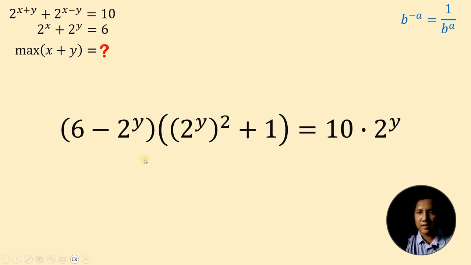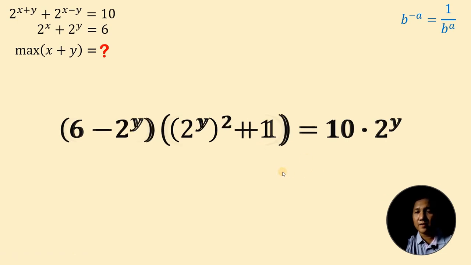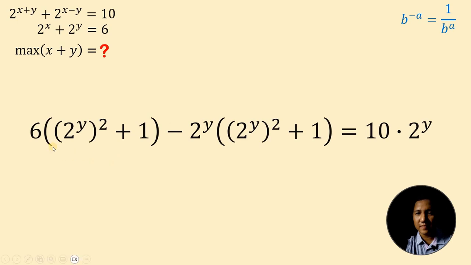So what we're going to do here is distribute 6 minus 2 raised to y to 2 raised to y quantity squared plus 1. We will use the chunk method here. So we have 6 multiplied by 2 raised to y quantity squared plus 1 minus 2 raised to y multiplied by 2 raised to y squared plus 1. This is called chunk multiplication. By the way, you can use the PEARL method if you want, and I assure you that we get the same result.